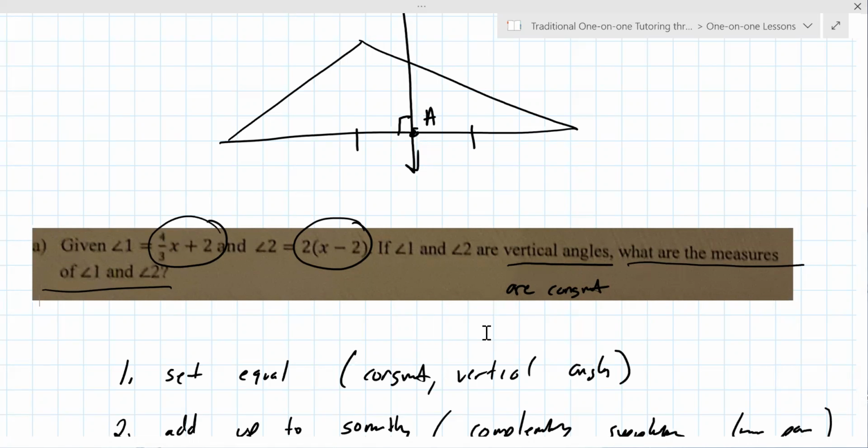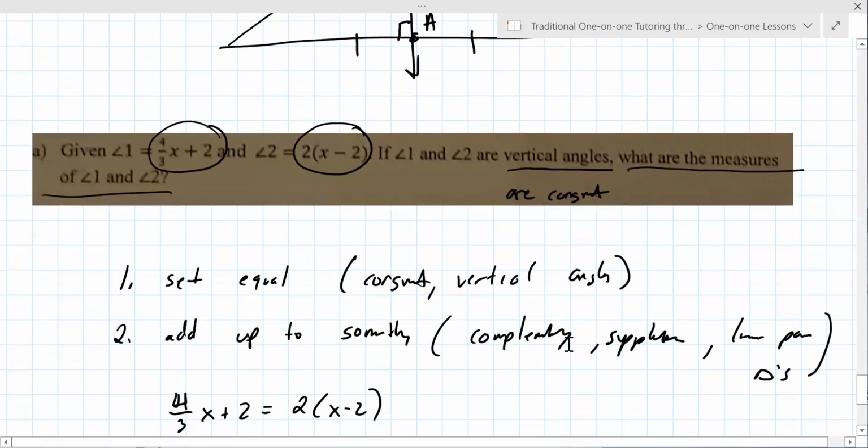So problems like that are just kind of like algebra in a sense, right? Exactly. But you got to know what to do. You got to know, are you setting them equal? Are they adding up to 90? Are they adding up to 180? It depends on what they are. Complementary is 90. Supplementary is 180. Linear pairs are 180. Triangles are 180. Vertical angles are congruent.